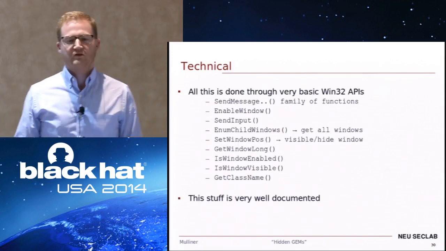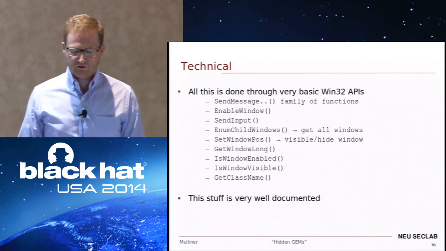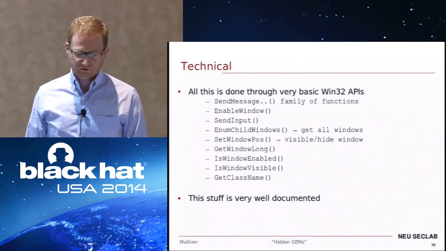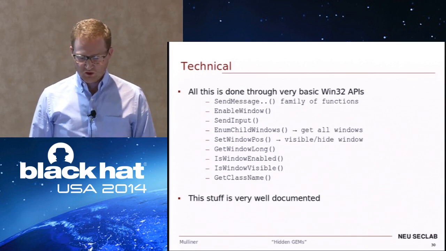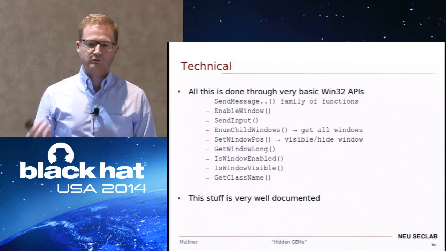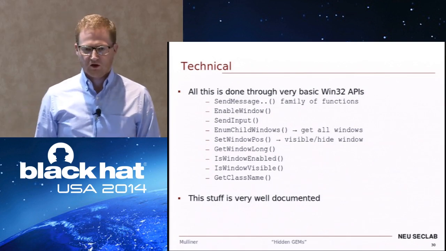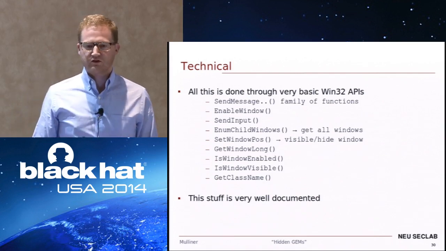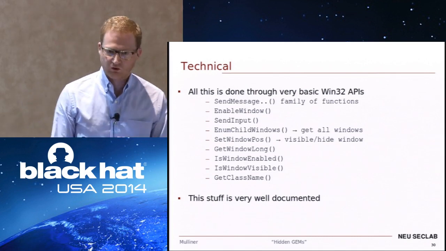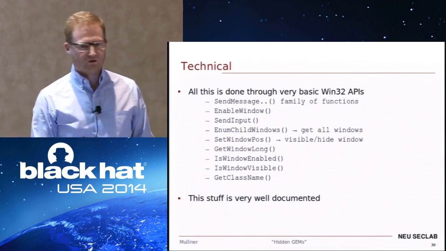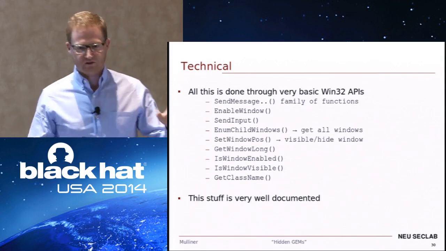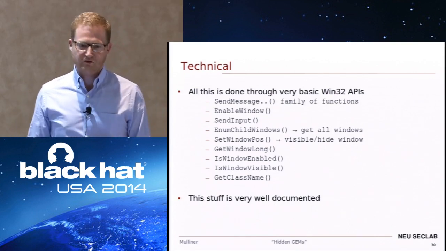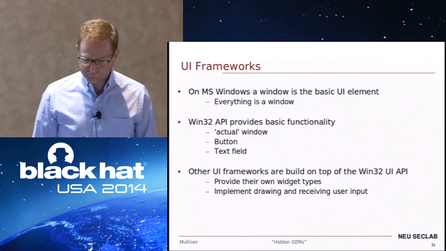And all of this is done through very basic Win32 APIs, like the SendMessage family, EnableWindow, EnumChildWindows. So you just get all child windows of an application, and then you can check, is this window enabled, visible? So you can access all of this programmatically, without having the user sit in front of it and inspect everything manually. And all of this is very well documented. If you want to know how to enable a window or how to hide a window, you just search for Win32 EnableWindow and there's the source code. So it's very straightforward. That's why I don't have any code snippets. Everybody can use Stack Exchange, I'm pretty sure.